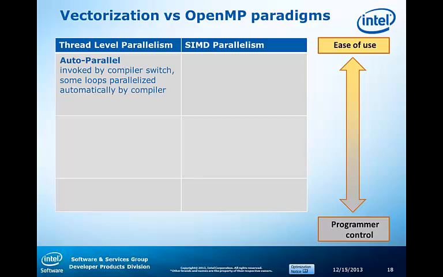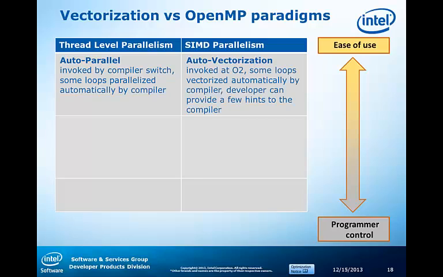This slide draws the analogy between explicit vector programming and OpenMP thread-based parallelism. At the highest ease of use level, a developer could opt to use auto-parallelization by invoking a compiler switch to parallelize whatever loops the compiler deemed safe. Similarly, a developer could simply compile with a compiler auto-vectorization switch, or in the case of the Intel compiler, this could happen by default at O2. The compiler would seek to auto-vectorize whatever loops it deemed safe and profitable to vectorize.